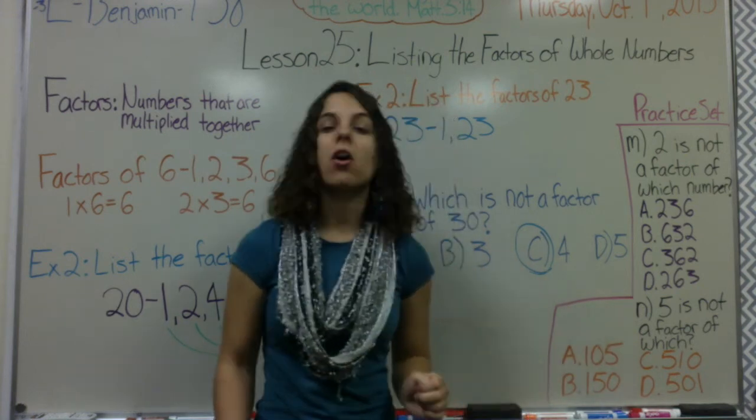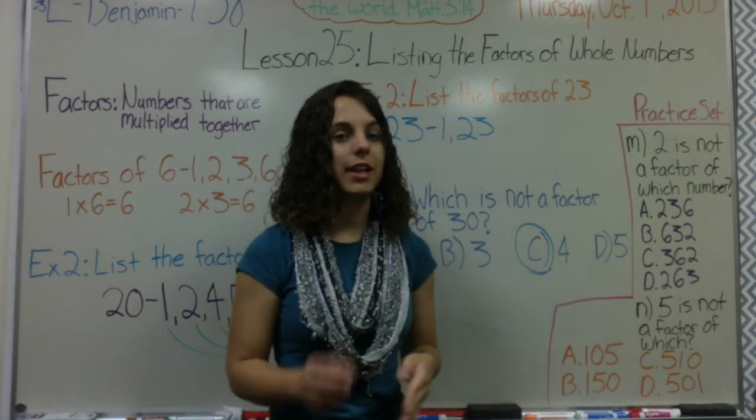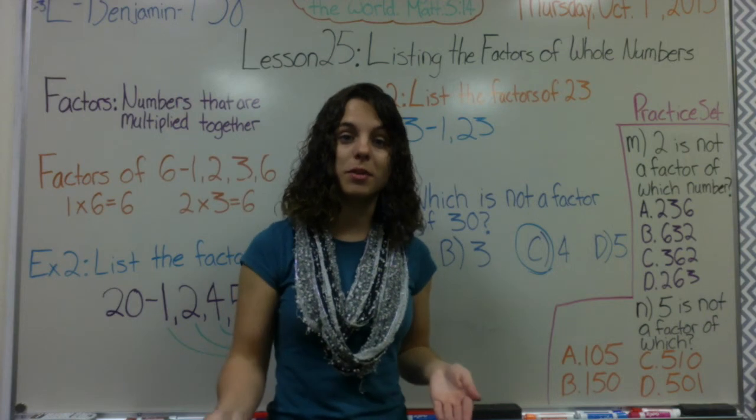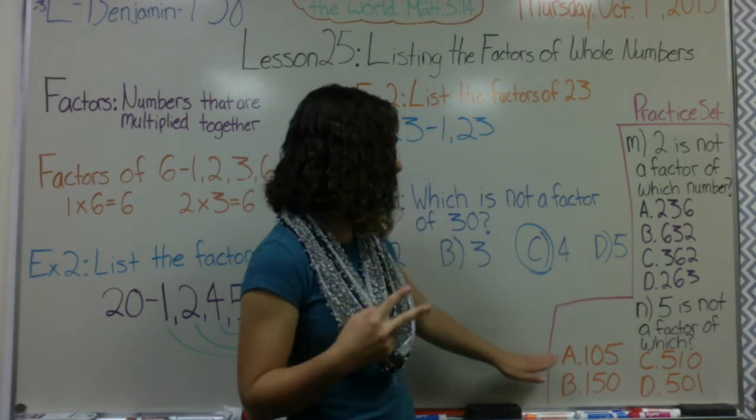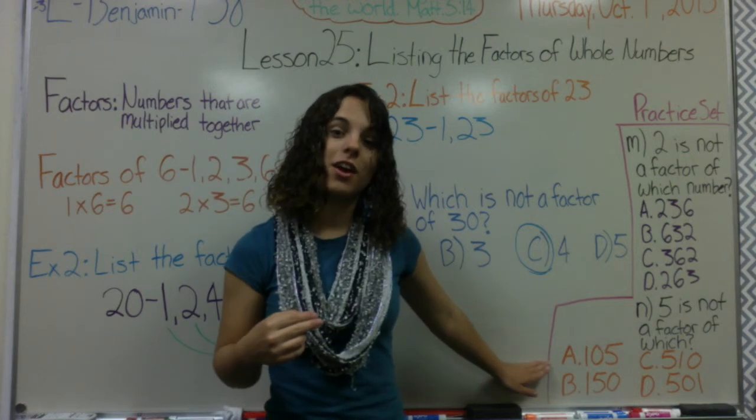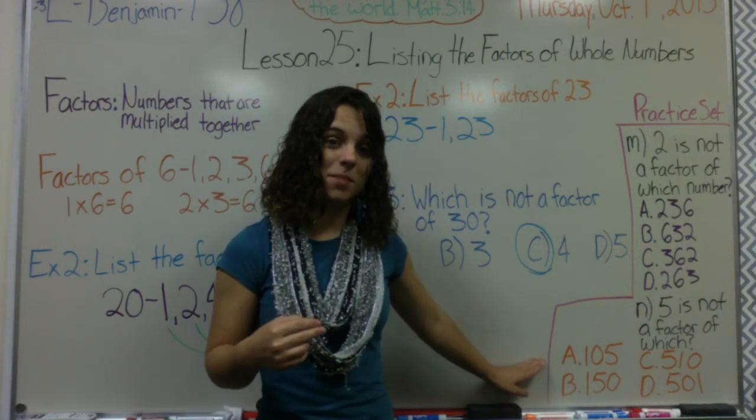And letter N, 5 is not a factor of which number? Now we know that all numbers that are divisible by 5, meaning they can be divided by 5 without having a remainder, end in 0 or 5. So that should be able to make your answer for letter N very simple.